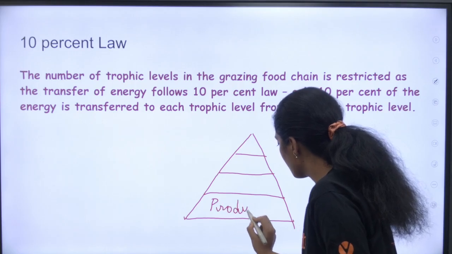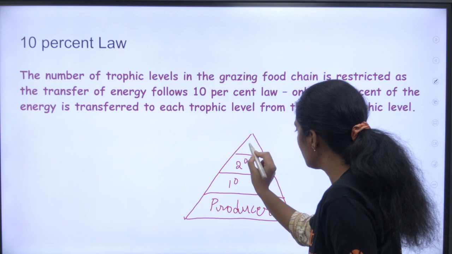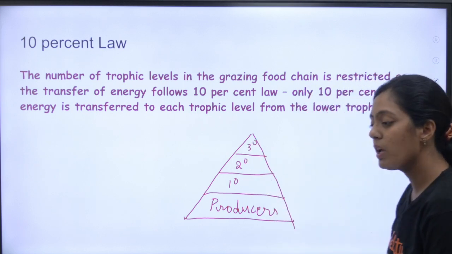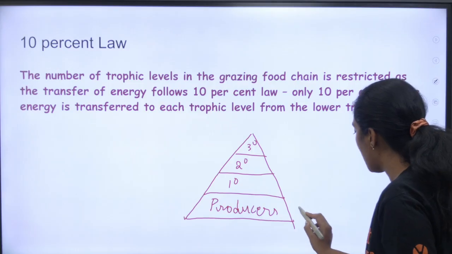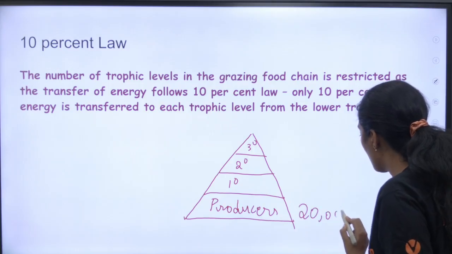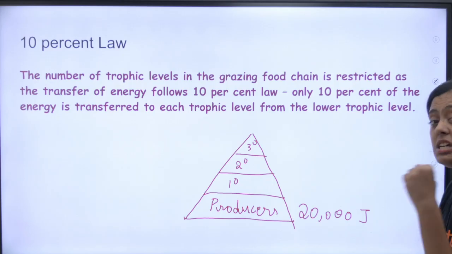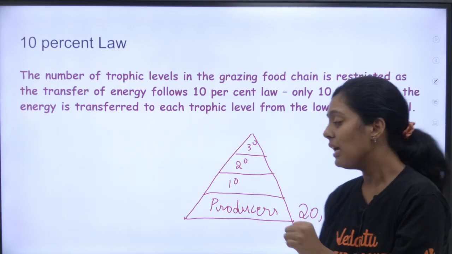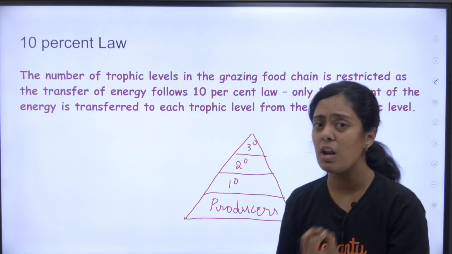Producers, primary consumer, secondary consumer, and tertiary consumer. Okay, so what are they telling? Imagine if the producer is having 20,000 joules energy. Okay, producer க்கு எவ்வளவு எனர்ஜி இருக்கு? 20,000 ஜோல் எனர்ஜி இருக்கு. இப்போ இந்த கன்சியூமர் வந்து இந்த ப்ரொடியூசர் சாப்பிட்டா நேச்சுரலி அவங்களுக்கு அந்த 20,000 ஜோல் எனர்ஜி வரணும்.